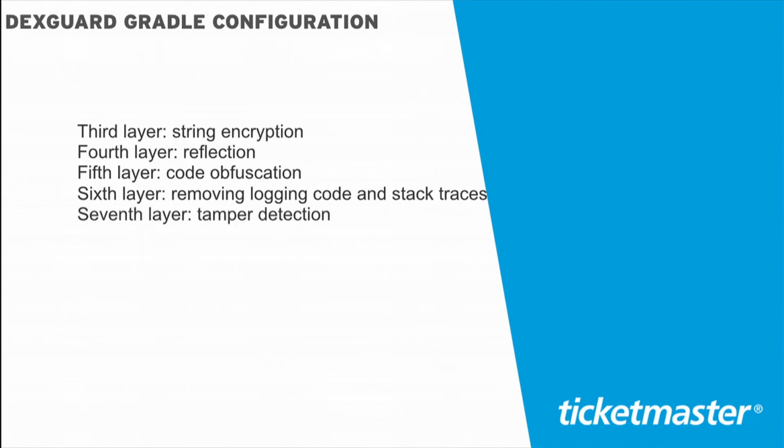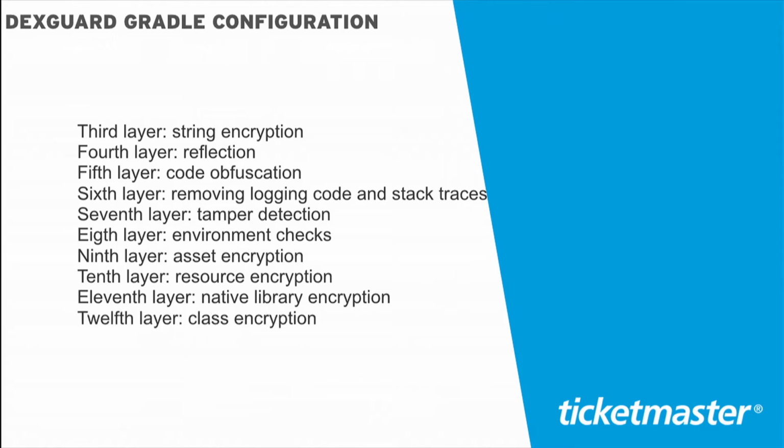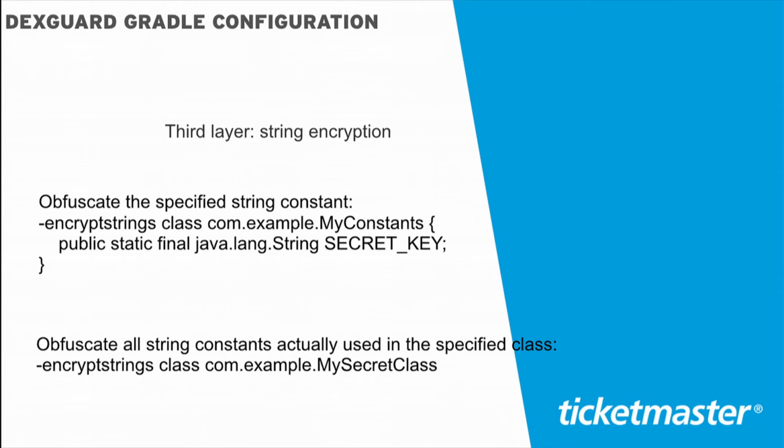Code obfuscation, removing logging code and stack traces, tamper detection, environment checks, asset encryption, I just showed you an example of that, resource encryption, native library encryption, and class encryption. So let's look at an example of how you do string encryption.